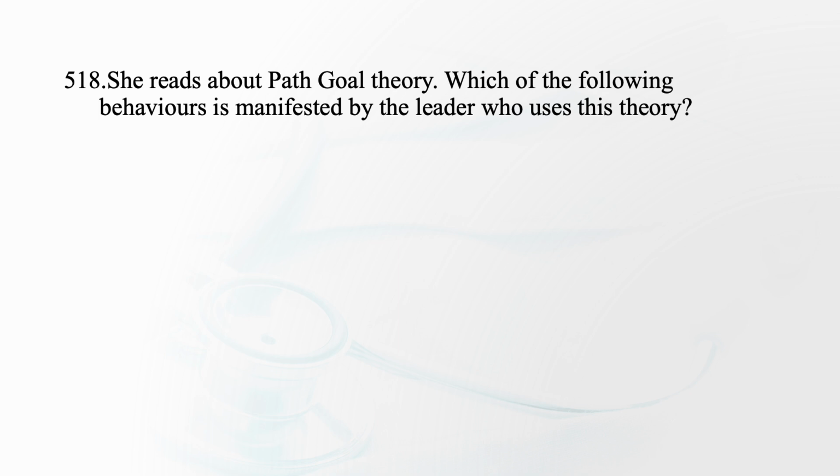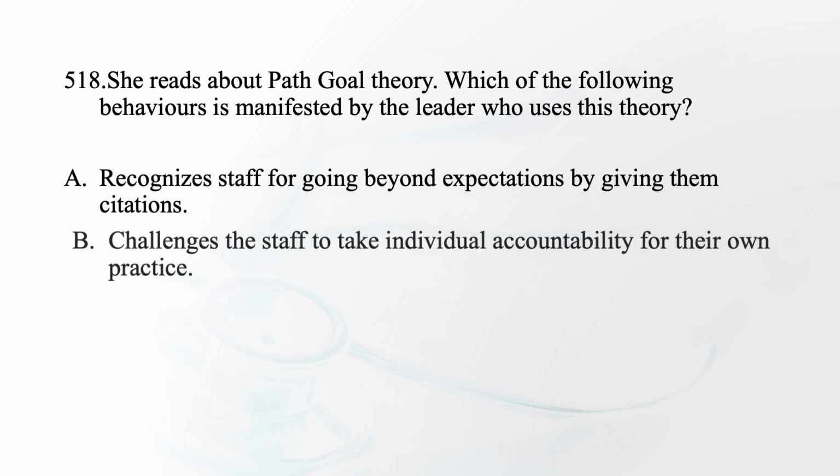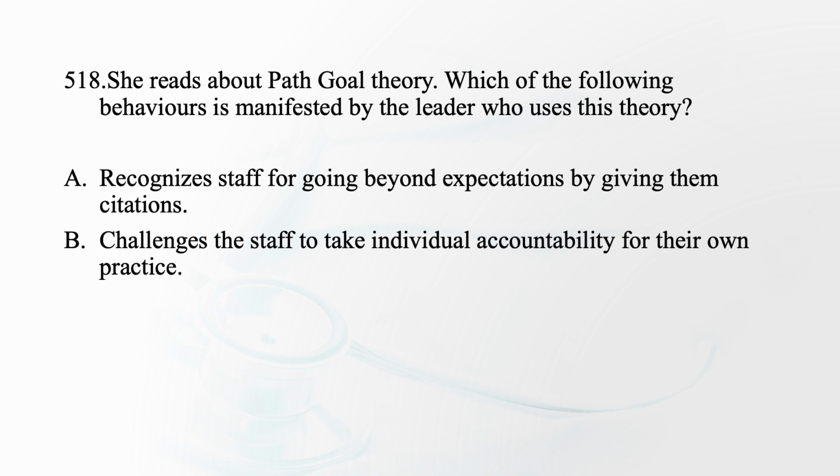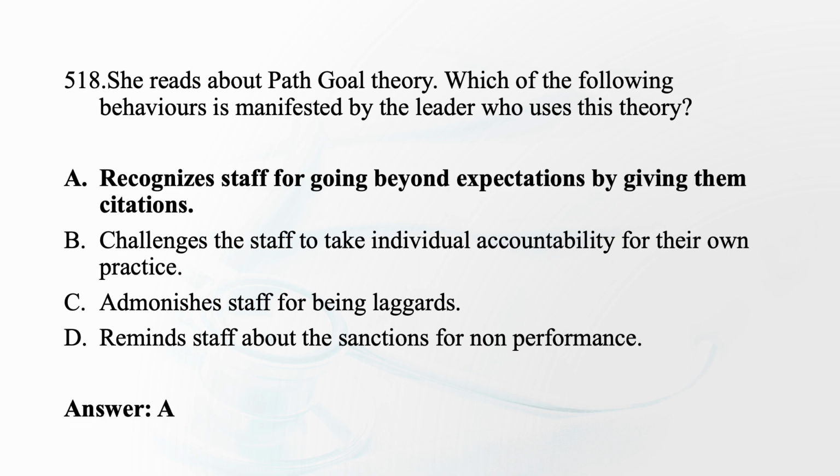Question number 518. She reads about path goal theory. Which of the following behaviors is manifested by the leader who uses this theory? Option A, recognizes staff for going beyond expectations by giving them citations. Option B, challenges the staff to take individual accountability for their own practice. Option C, admonishes staff for being laggards. Option D, reminds staff about the sanctions for non-performance. The correct answer is option A. Recognizes staff for going beyond expectations by giving them citations.